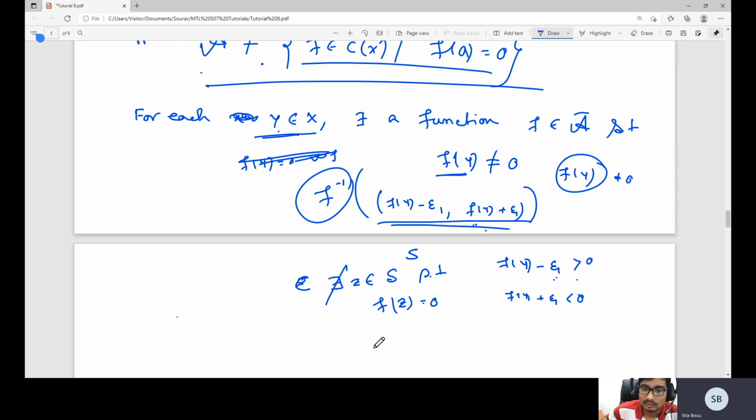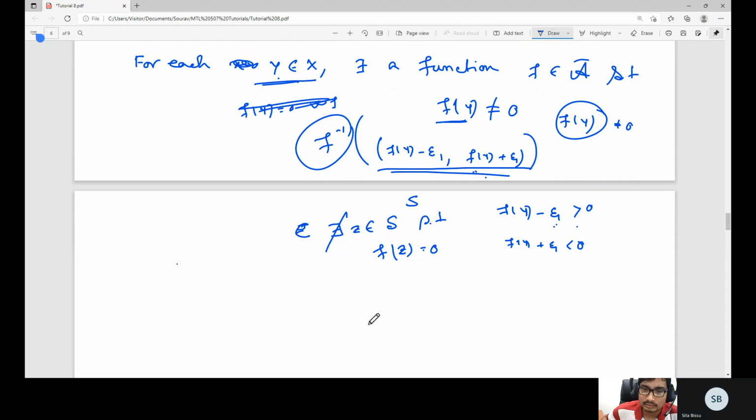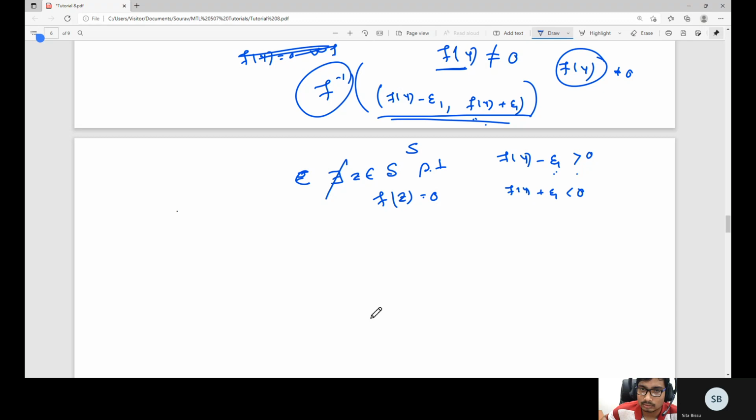Yes, sir. Here there is no such z, right? No. z belongs to S. If we take this one, because 0 is not here.